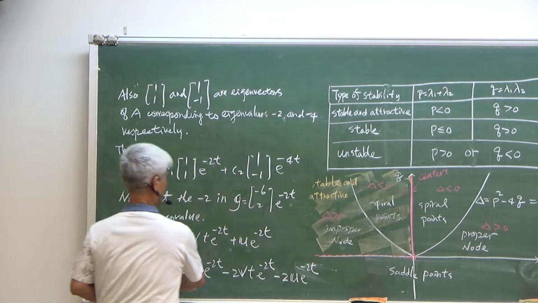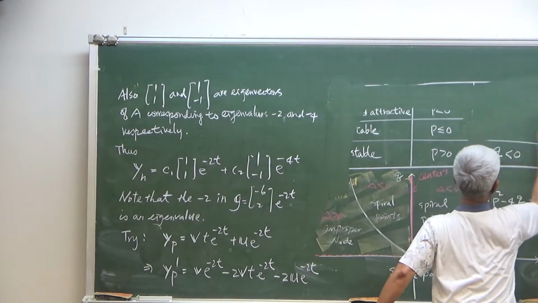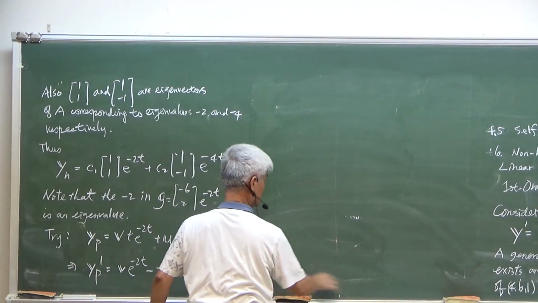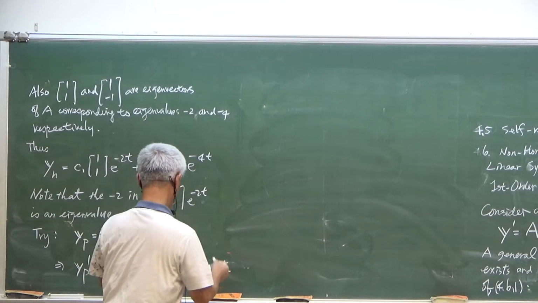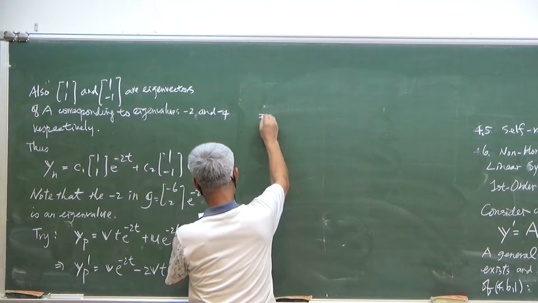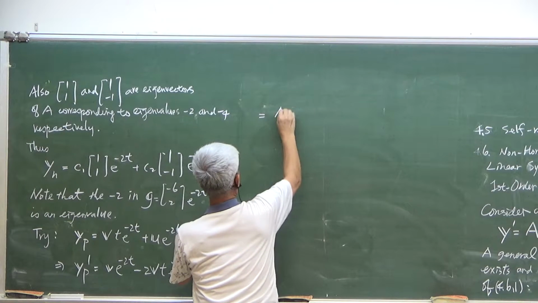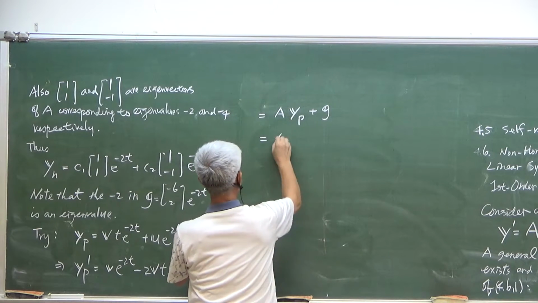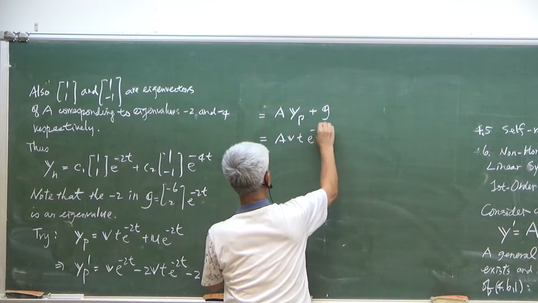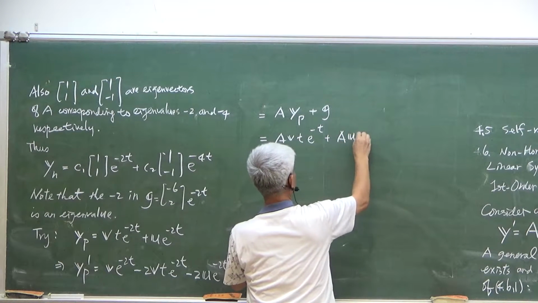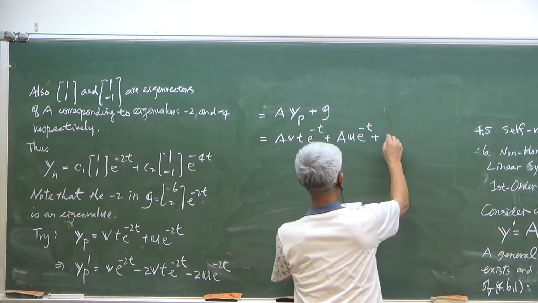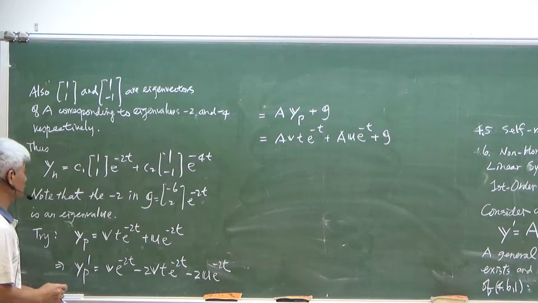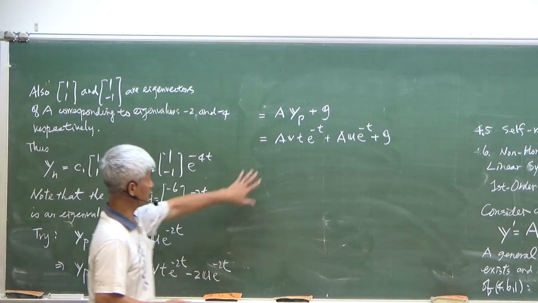Okay, but this is equal to A YP plus g. And A YP is A v t e to the minus 2t plus A u e to the minus 2t plus g. Okay, so now we have this expression is equal to this expression.